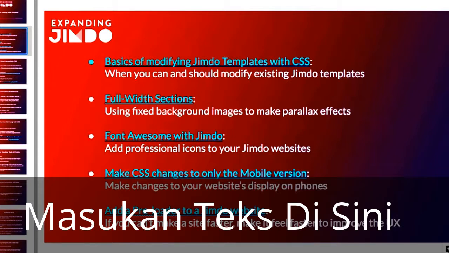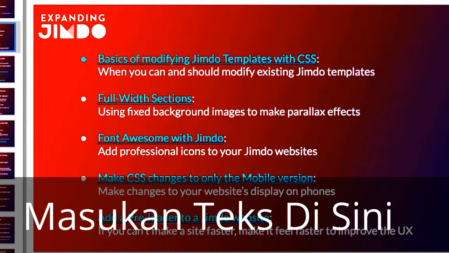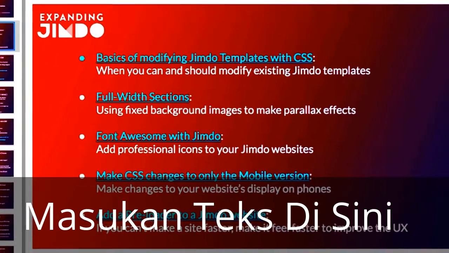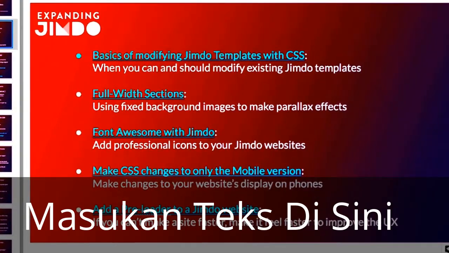We're going to talk about making full width sections, and in particular how to use fixed background images for these sections to create a parallax effect on your website. We're going to talk about adding some icons to your Jimdo websites using Font Awesome. We're going to talk about how you can make changes to the mobile version of this website that we're going to create. So make something that's going to be different on the responsive mobile view than on the desktop view, so that we can change some things or hide some things so we can tailor the experience a bit differently for people accessing the website on their phone.